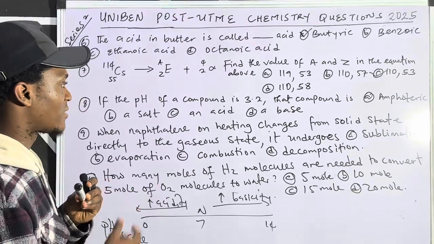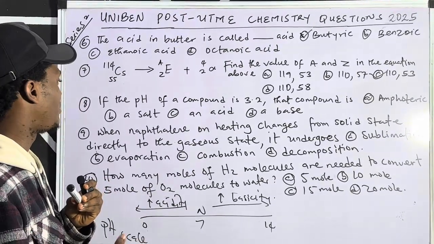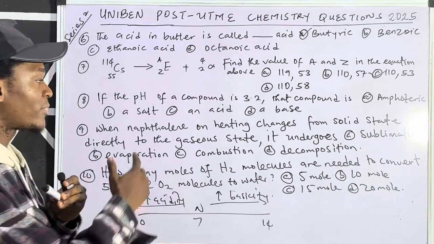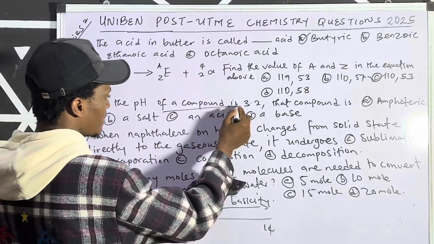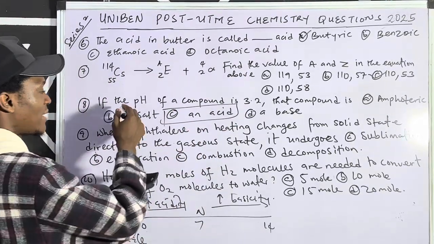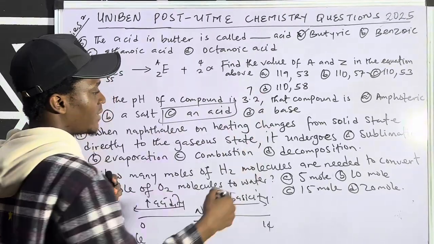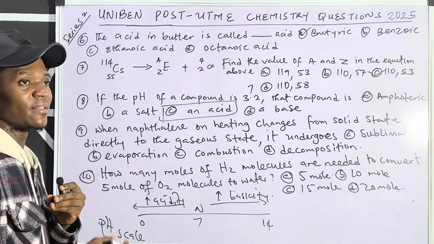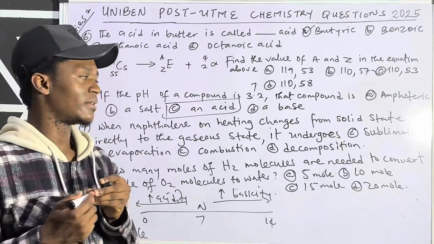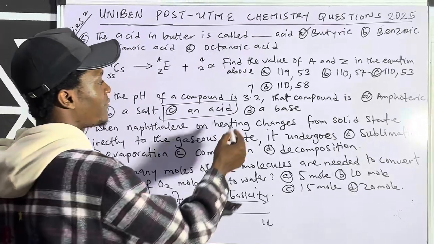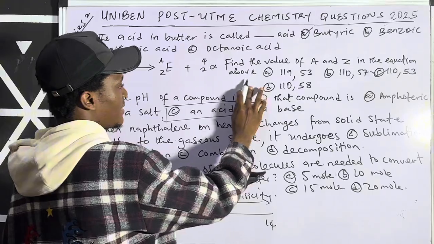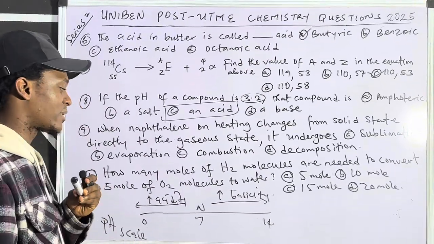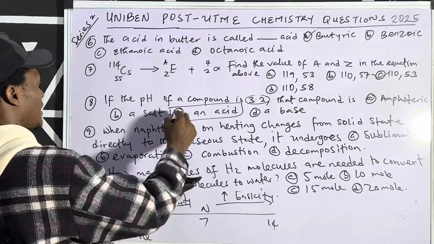All right, so let's check the options. A, amphoteric. B, a salt. C, an acid. D, a base. So the most appropriate option in this case is an acid. Assuming they had said the pH of a compound is 7, the answer would have been neutral, neither acidic nor basic. And if the value was greater than 7, it would have been a base. You understand? So the correct answer is an acid.